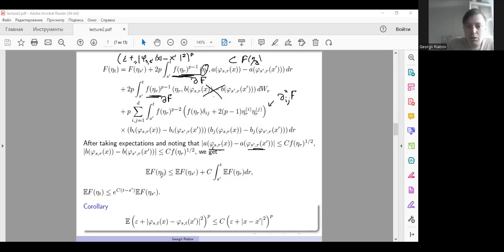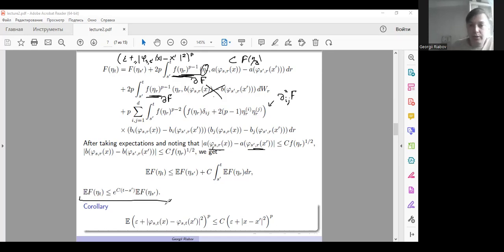So we find that expectation f of eta is less than expectation f of eta s prime plus a constant times this integral. And again, we apply the Gronwall inequality to get actually what we need.